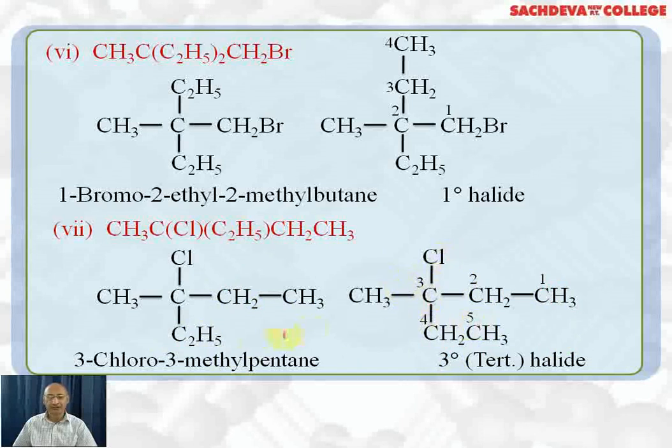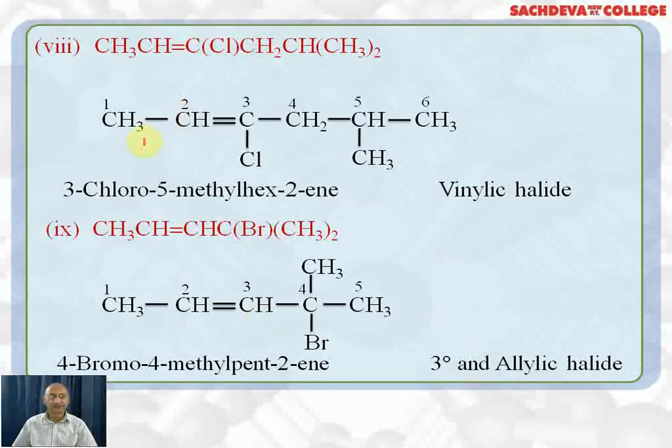Third carbon, chlorine is attached, 3-chloro. With the third carbon, a methyl group is attached, 3-methyl group. Total carbon atoms counted 5, pentane. So it is 3-chloro-3-methylpentane. This is a tertiary halide because Cl is attached to a tertiary carbon atom.